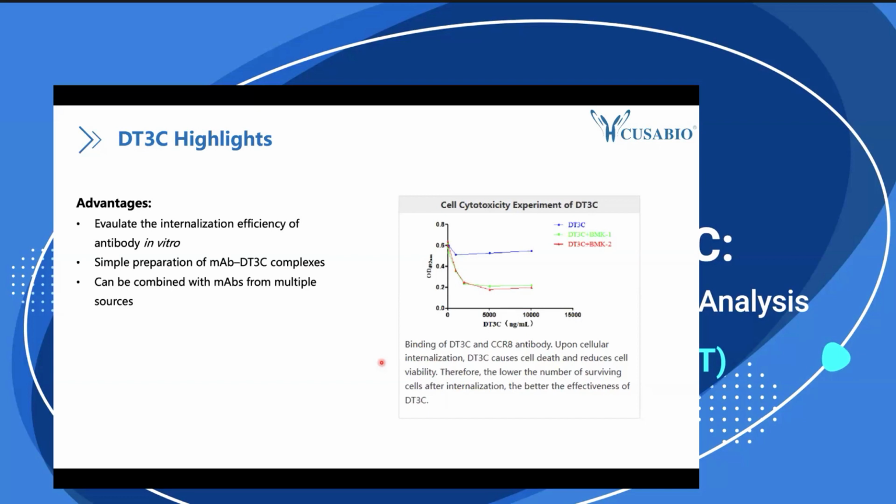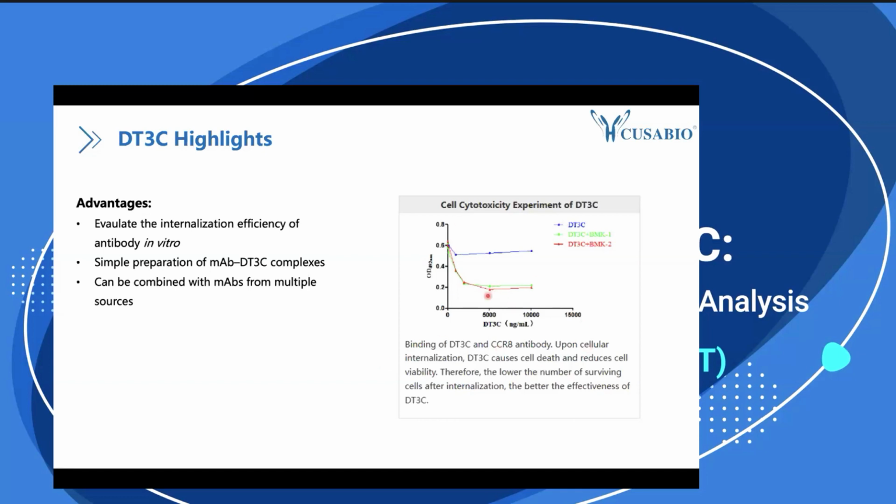And also, compared to the MapZap, you don't need to worry about the species of your secondary conjugates, because the DT3C can form the immunotoxin with monoclonal antibodies from multiple sources. So just one common tool, and then you will finish all.